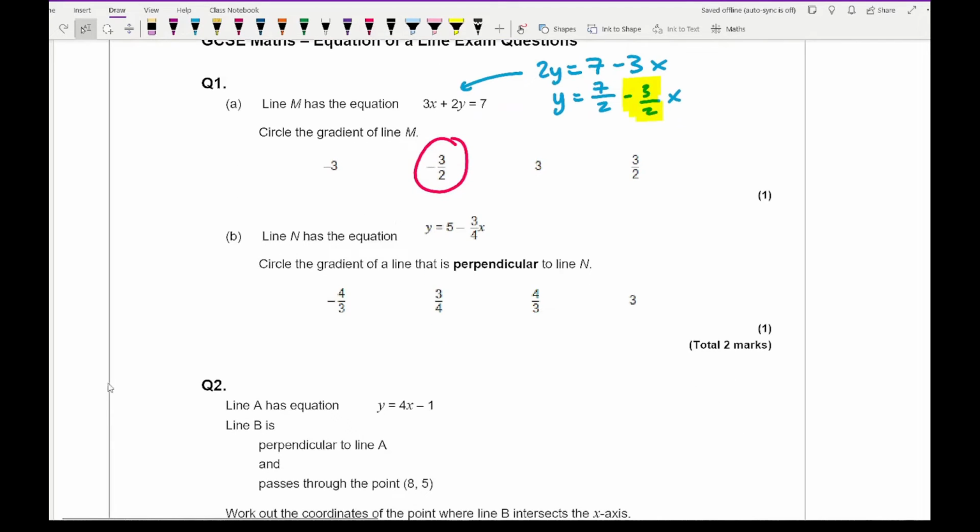For question B, it says that line N has the equation of y = 5 - (3/4)x. Circle the gradient of the line that is perpendicular to line N. So here, the gradient of this line is -3/4. Then the gradient of the perpendicular line is going to be the negative reciprocal of this. So it's going to be -1 over -3/4. Now here, two minuses make a plus. And when I'm working out the reciprocal of a fraction, all I've got to do is flip the fraction. So it becomes positive 4/3, which is my third option.